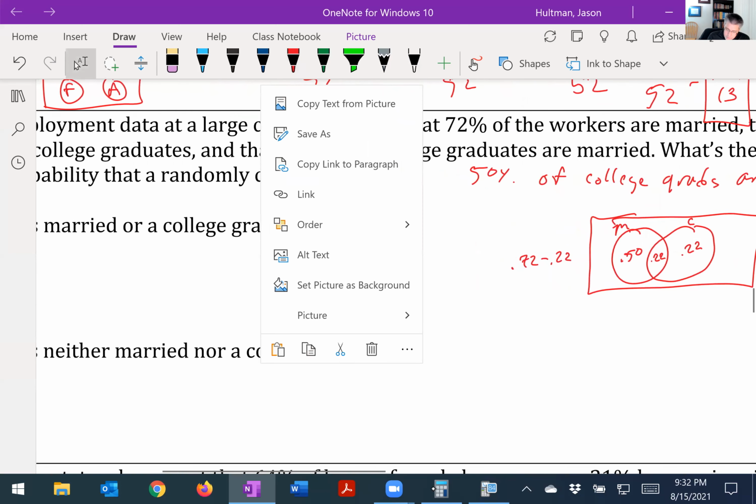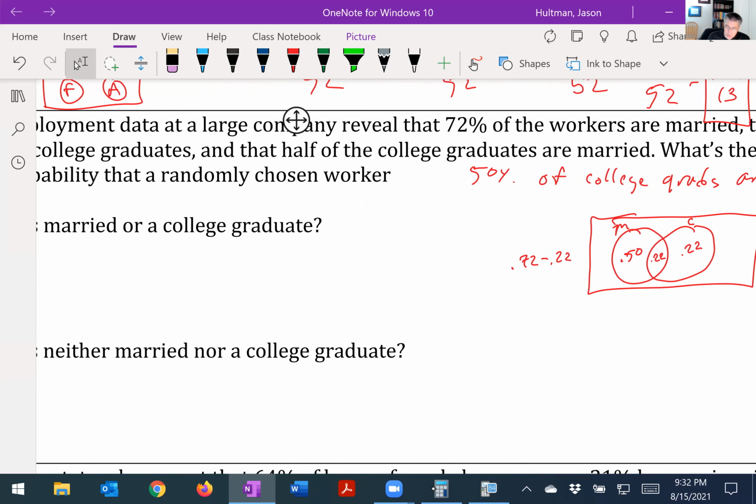So using the Venn diagram, we can actually calculate the married or college graduate by just adding up the 0.50, the 0.22, and the 0.22 here. We don't have to subtract off the overlap because we already did. We already subtracted off the overlap when we took it away from this 0.72.